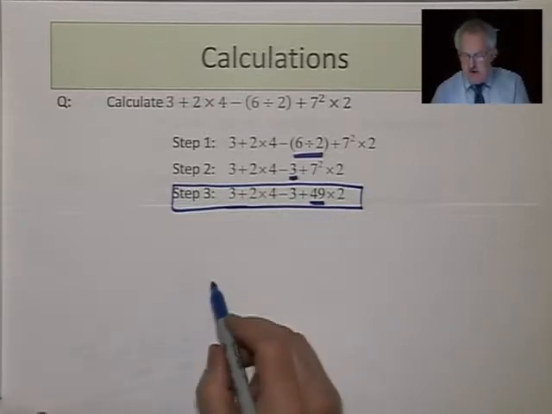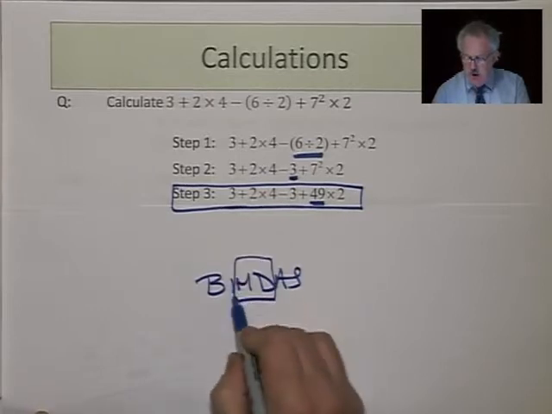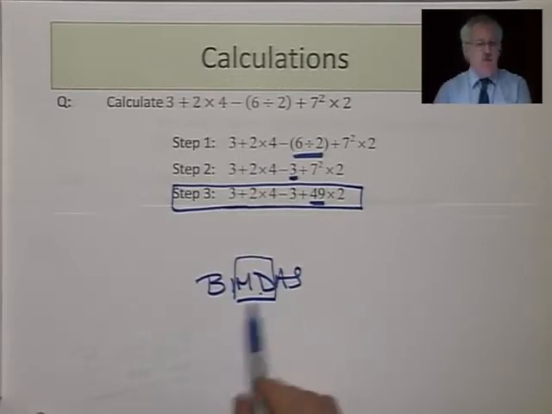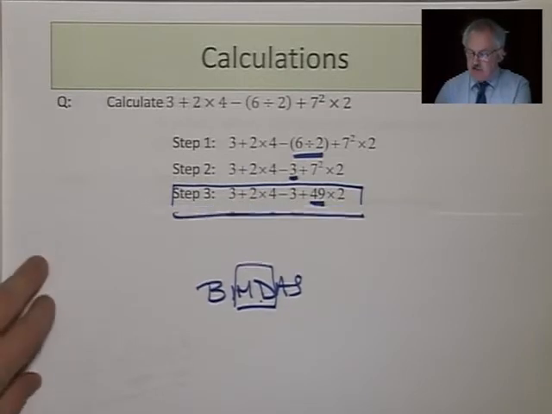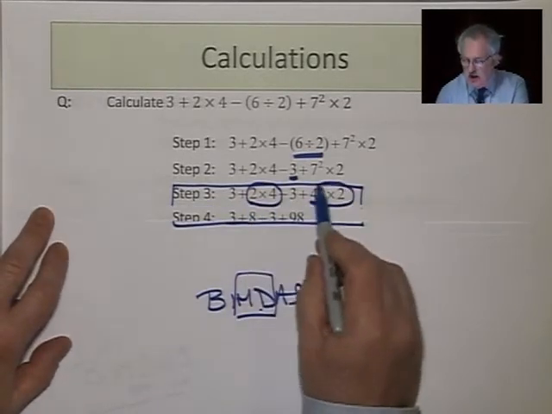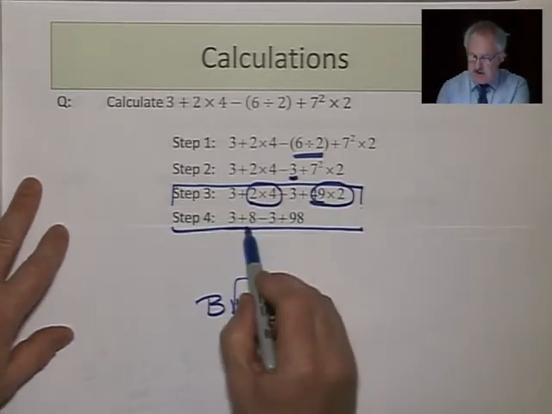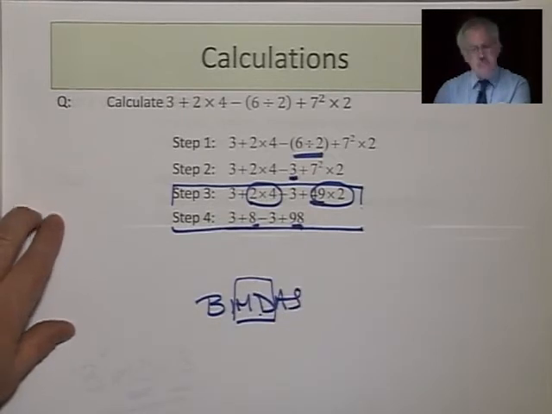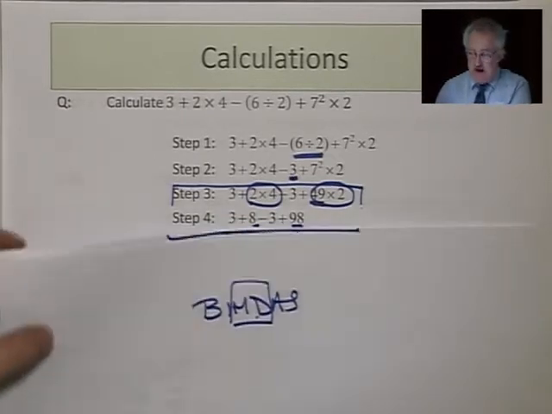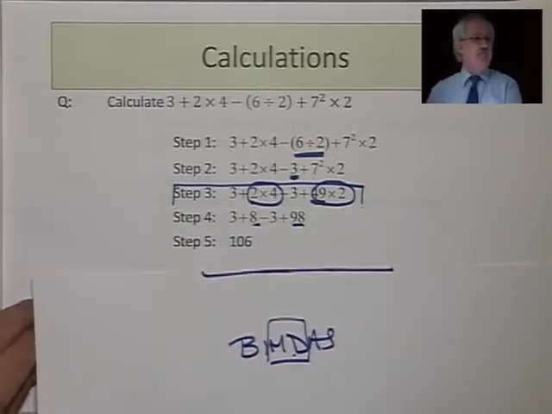But the rule says BIMDAS. And it prioritizes multiplication and division over addition and subtraction. So therefore, when we see this 2 times 4 and 49 times 2, they get done first. So that's our 8 and that's our 98. And then at that stage, we just do it in order. 3 plus 8 minus 3 plus 98, etc.